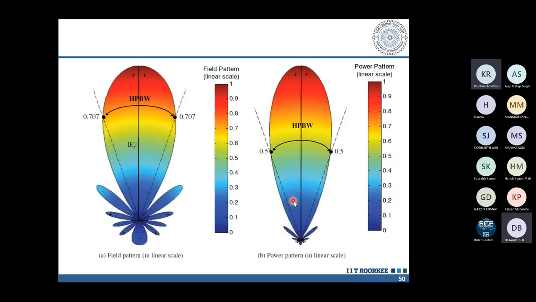So let us take different case scenarios that may come. Suppose you are dealing with a field pattern in the linear scale. In the normalized scale of the field, the half power corresponds to 1 by root 2 times the maximum value. That corresponds to the half power beamwidth. If it is the power pattern in the linear scale, it is half of the maximum value. Can anybody tell me what the value will be in the dB scale? What should be the value for the half power beamwidth in the dB scale?